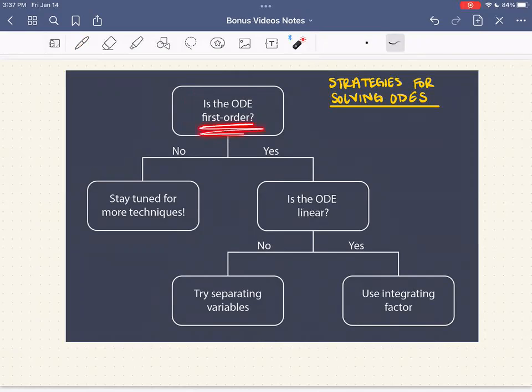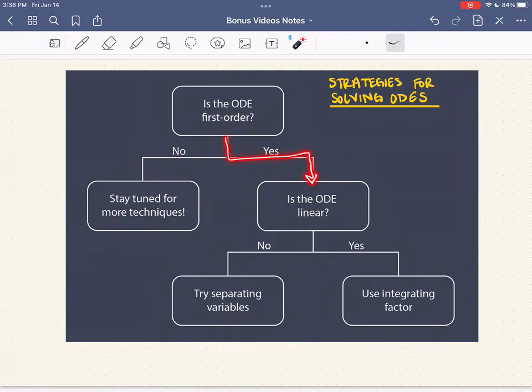If it's a first-order ODE, we have a couple methods that we could use to solve it. If it's a higher-order ODE, like a second-order or third-order, we're going to talk about other methods for solving those types of equations later on in the course, so stay tuned for those. For now, we're going to talk about first order. So let's say the answer is yes, we follow this branch down.